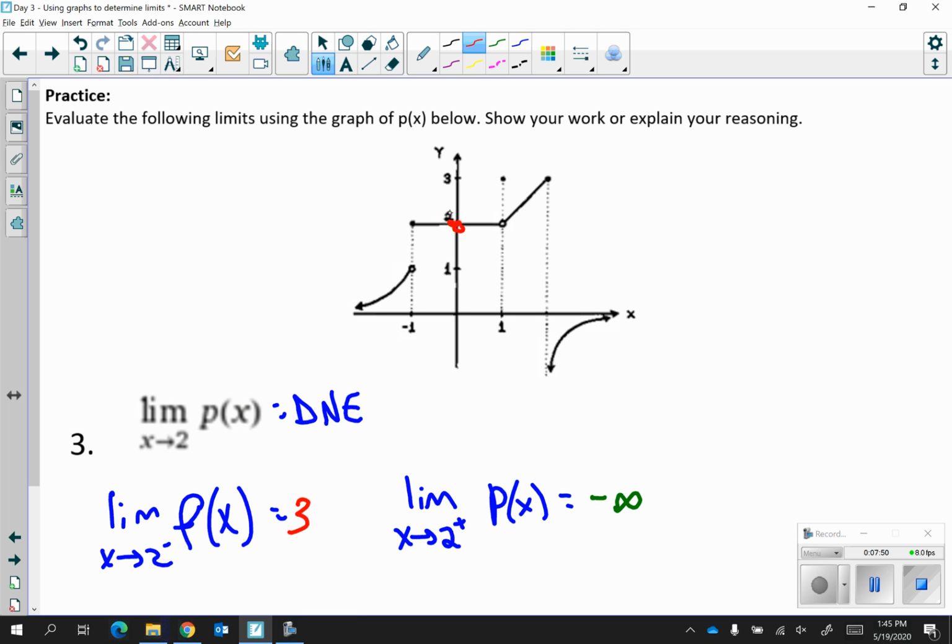Keep in mind that in order to find limits graphically, you need to find them from the left-hand side, the negatives, and from the right-hand side, the positives, and make sure those match in order to actually have a limit existing out there.